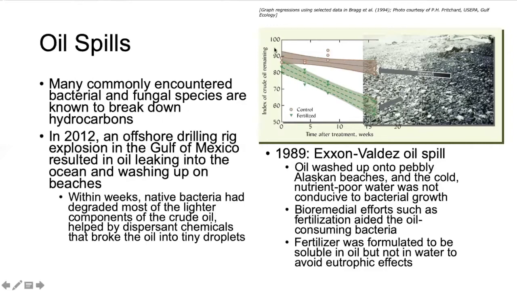This is the index of crude oil which was remaining, and then the time after treatment. And this green band here represents the fertilized areas, and this brown band is the non-fertilized areas. So you can see the slope here is much steeper than the one here, so we're getting faster reduction of crude oil, faster cleanup.